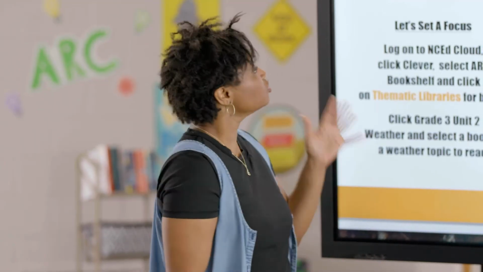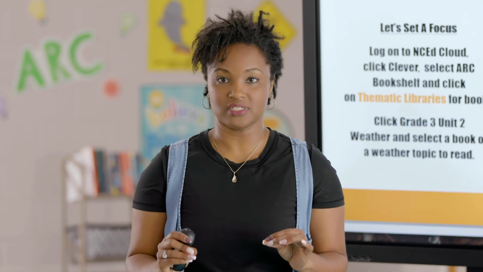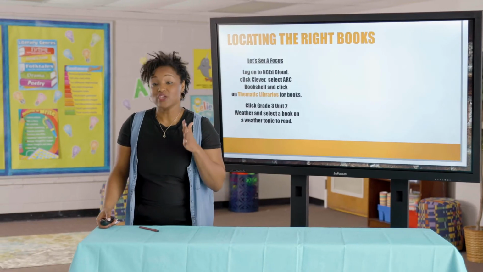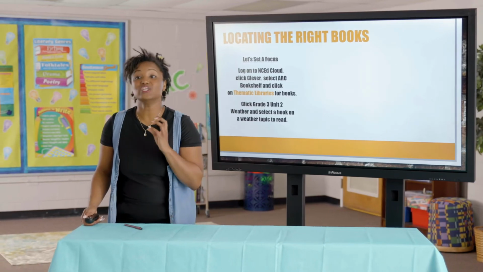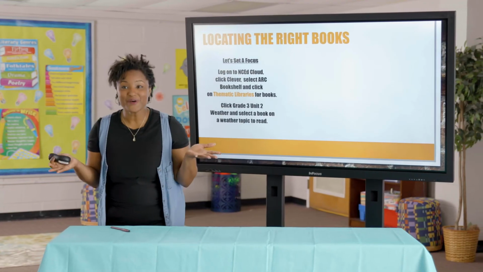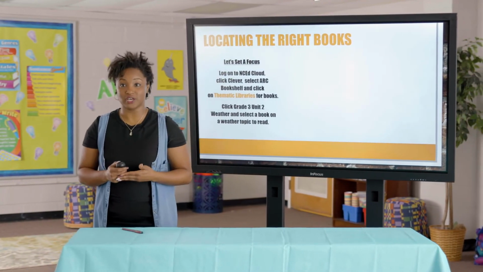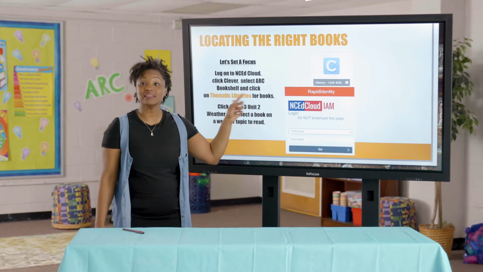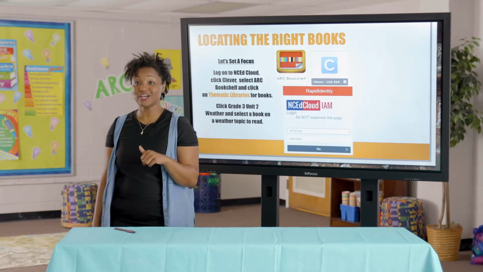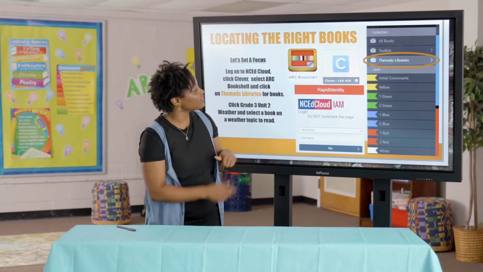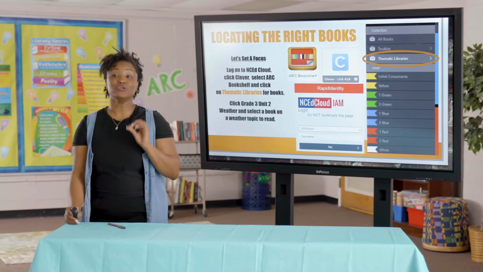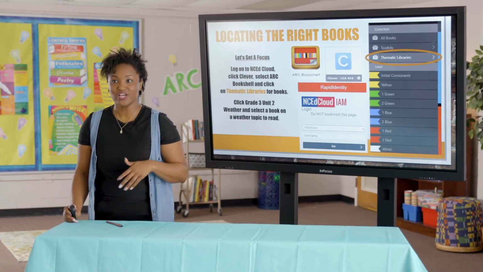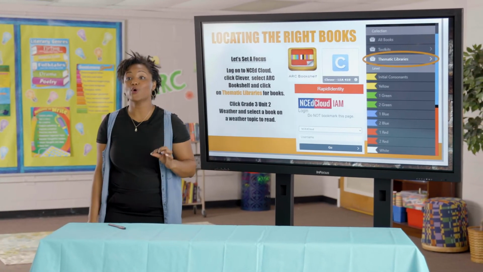Let's set our focus. We want to make sure that we locate the right books. You want to make sure that you're using books that are targeted towards your weather phenomenon. Meaning, if you're doing your informational book about storm surges, then you need to select informational text to read about storm surges. Where can I locate those books, Ms. Cummings? On the ARC bookshelf. Simply log on to NC Ed Cloud, click the Clever link, click ARC bookshelf. On the left-hand side, click Thematic Libraries and click on Unit 2, Weather, 3rd grade. Scroll around and see what you can find on your weather phenomenon.